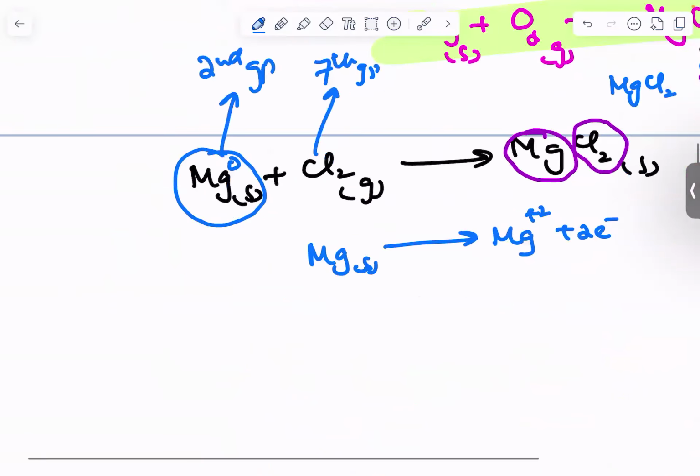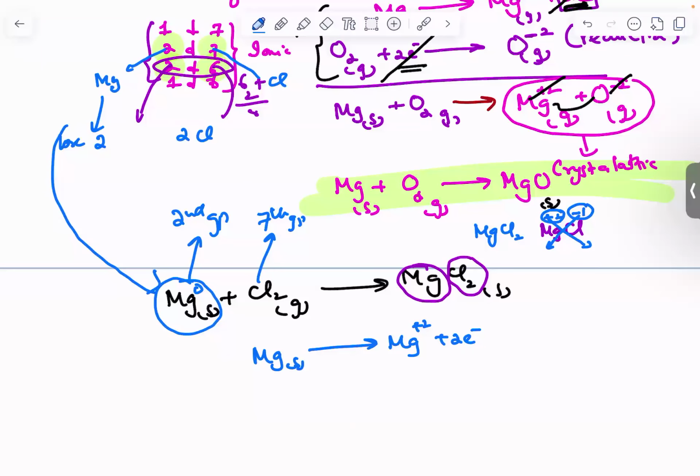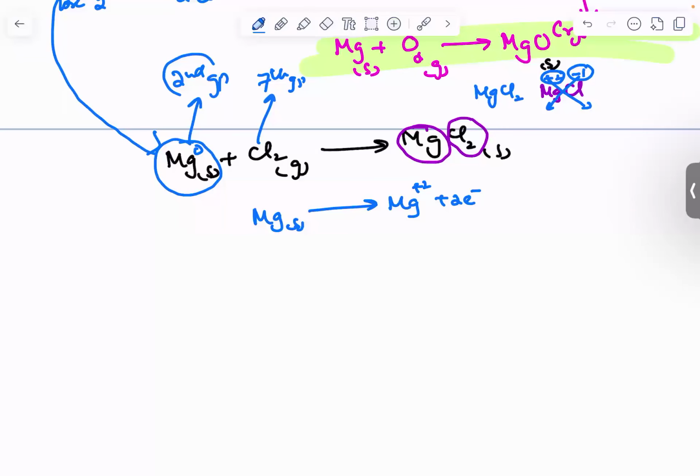Now I'm giving you the example for the same thing. Magnesium is going to lose electrons because it is in group two. There is no need to memorize it. The periodic table is always given to you in the paper, right? If something is in group two, that means it is going to lose two electrons, and if something is in group one, it is going to lose one electron, no matter if it's lithium, sodium, potassium, rubidium, cesium, or francium.